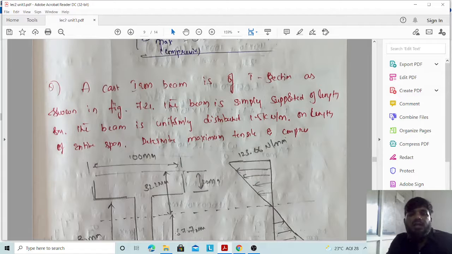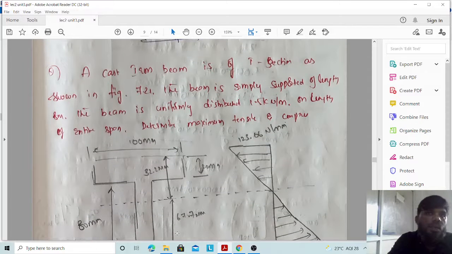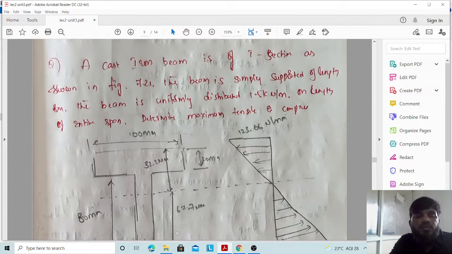So this is another type of problem in which they will ask you to draw the bending moment diagram or bending moment of resistance diagram. The given problem is like this: the cast iron beam is of T section. Previously I have seen the problems of I section. More or less you have L section, T section, I section, cylindrical section and hollow sections. Hollow section means in terms of rectangle, in terms of circle. The circle problem is the first problem which we have solved in hollow sections.